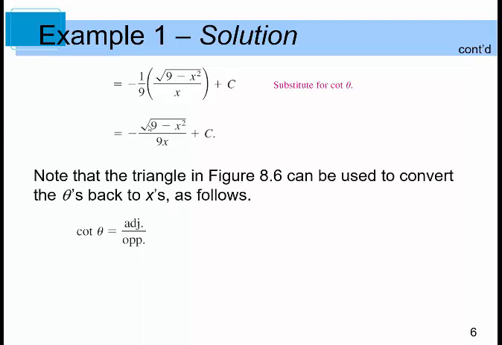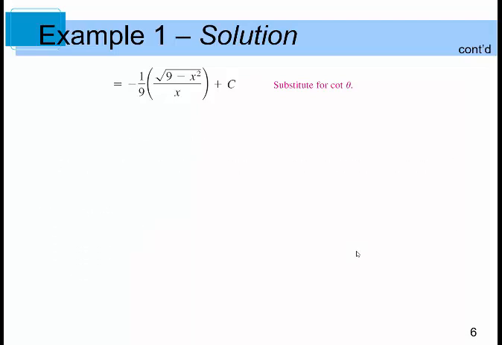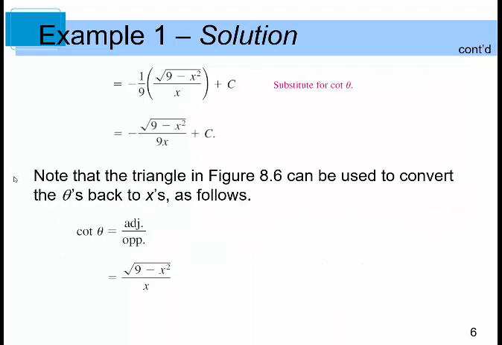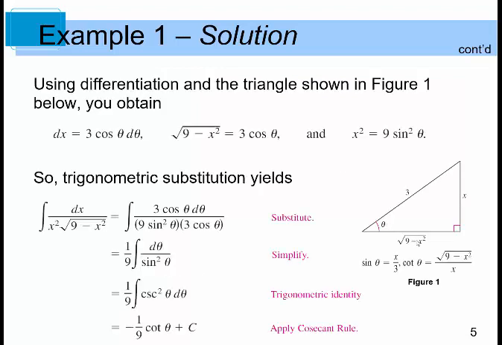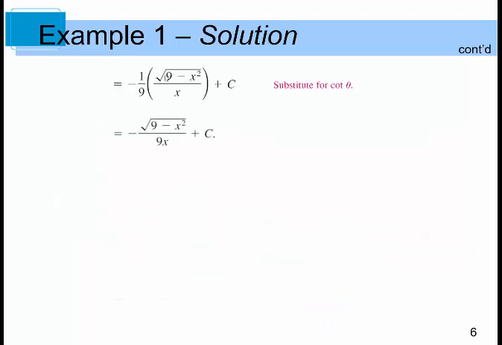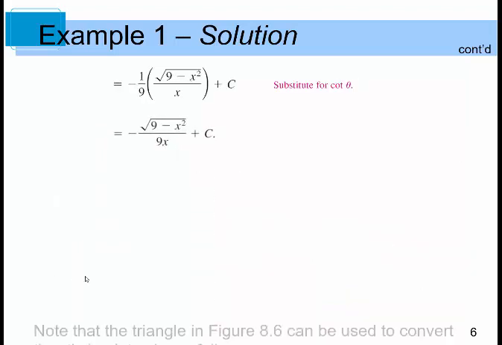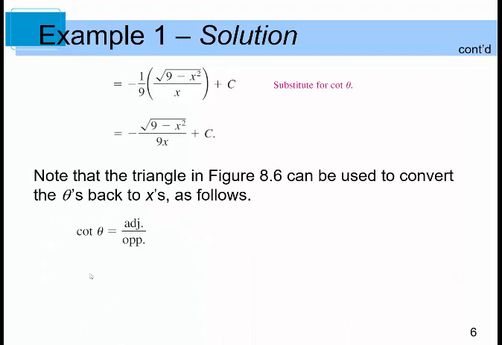So if you look back at the triangle in that figure that I had back here, figure 1, sorry about that, not 8.6, you can convert thetas back to x's as follows. Cotangent is adjacent over opposite. Well, here's theta, adjacent over opposite. And that's how I got this. Same thing here. Or you could just substitute right back in directly. So it takes a little while to get used to, but this substitution actually makes the integral pretty easy to solve. The hardest thing, perhaps, is just setting up the integral.